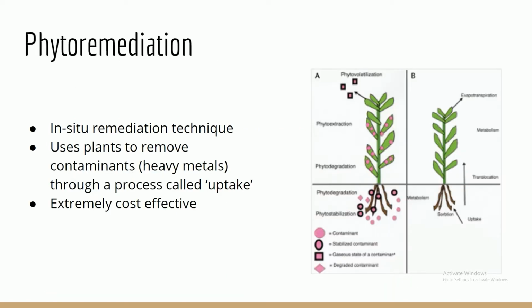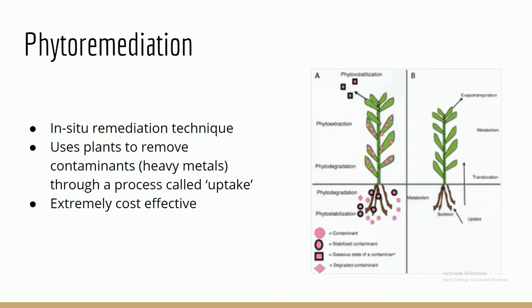The next remediation strategy is phytoremediation. It is an in-situ based remediation technique where plant-based technology is used to remediate the site. The technique uses specific plants to remove the contaminants that are present within the soil. It is a particularly effective technique for heavy metals.